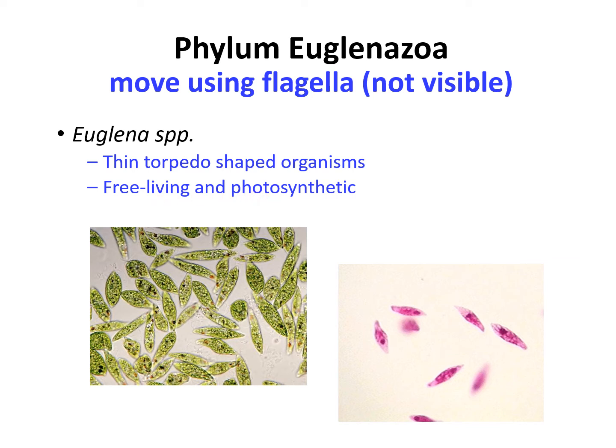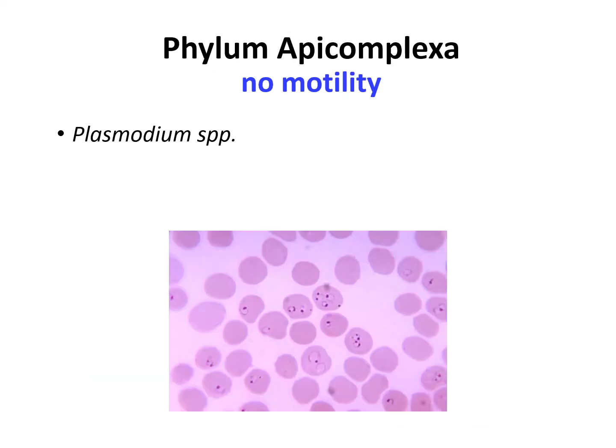They are actually photosynthetic, so they can make their own food. Then we move on to another phylum, Apicomplexa. Those are non-motile, so they can't move.